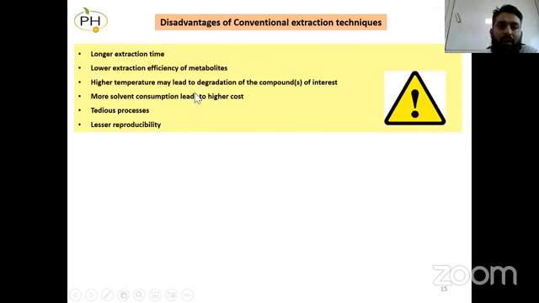As we know that in maceration or percolation, it takes hours to weeks, even 3 days, it may take 5 days also. So longer extraction time is the major disadvantage. Other, efficiency of the targeted metabolites is lower. High temperature is also a major cause, which leads to degradation of compound of interest. Solvent consumption is also high, so cost will be high, and the processes are tedious because when you perform maceration, percolation, or Soxhlet, you have to filter it, or you have to evaporate a large amount of solvent, and it harms your health also. And the reproducibility of these methods is very low compared to the non-conventional techniques.